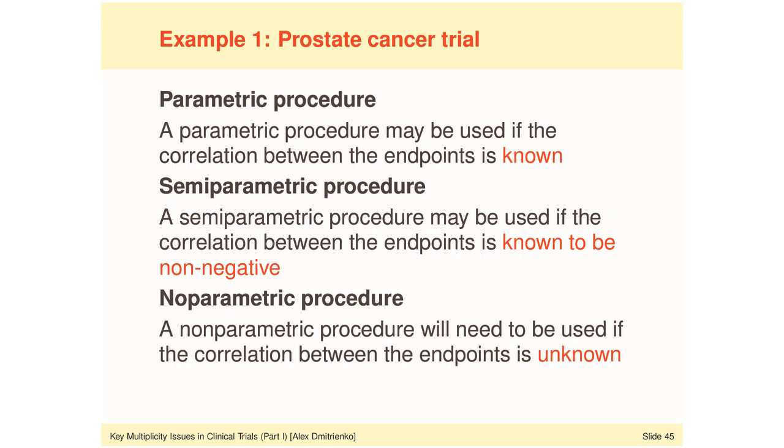A semi-parametric procedure may be used in this trial if the correlation between the endpoints is known to be non-negative. But it is not generally clear how to justify this assumption. It is theoretically possible that the two endpoints may not be positively correlated. For this reason, it appears to be most appropriate in the context of this particular clinical trial to resort to a non-parametric procedure. After all, by definition, a non-parametric procedure can be applied to any multiplicity problem. The correlation between the endpoints may be unknown, but this will not be a problem within this class of multiple testing procedures.